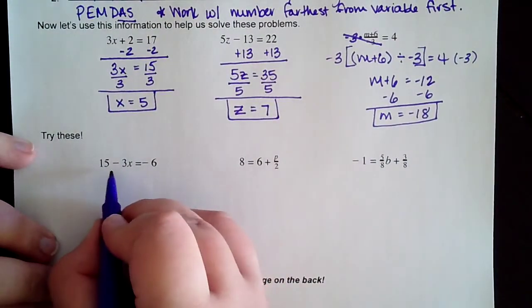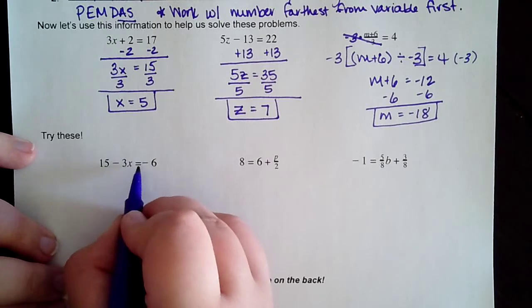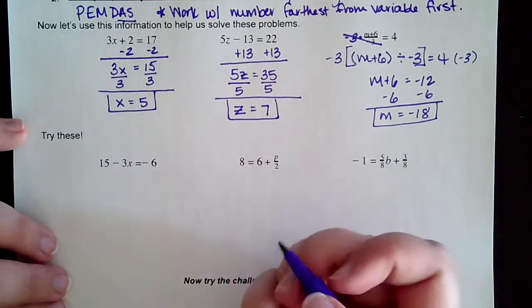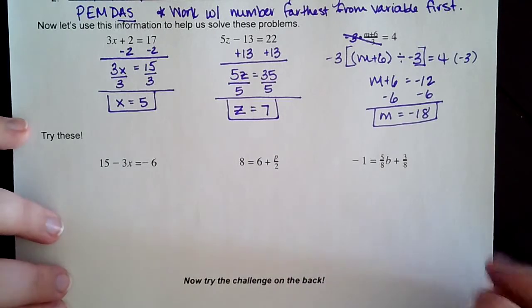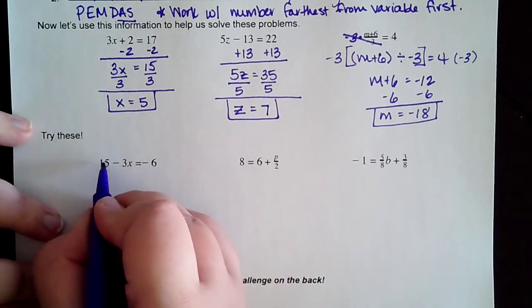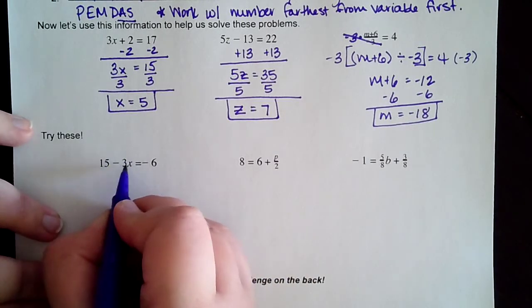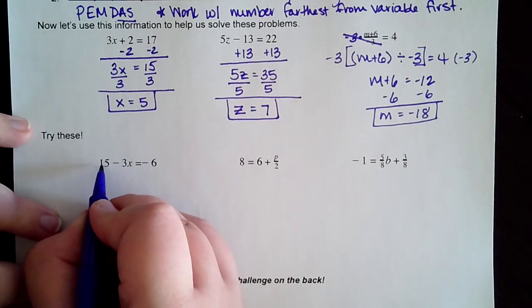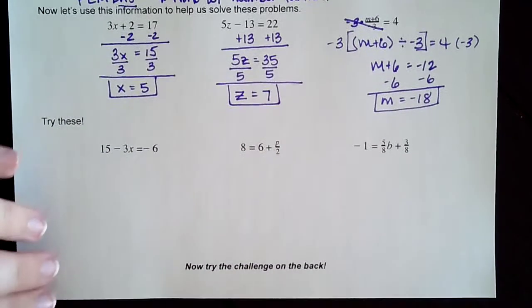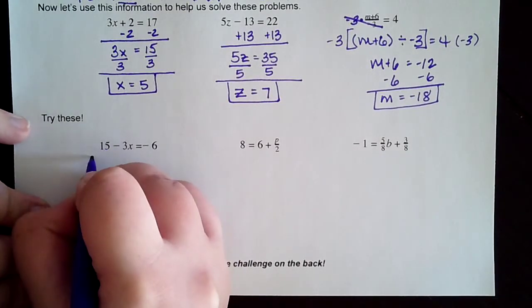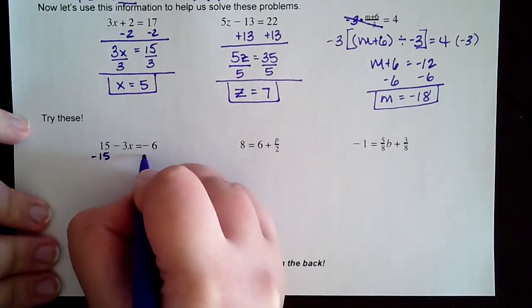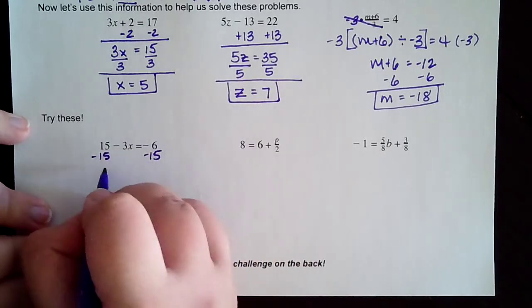So in this case, we have 15 minus 3x equals negative 6. Remember, if we're trying to move things away from the variable, we need to decide if we're going to move that 15 first or that negative 3. In this case, the 15 is the farthest away, so that's the one that I'm going to move first. So this 15, I'm going to subtract it over to the other side.